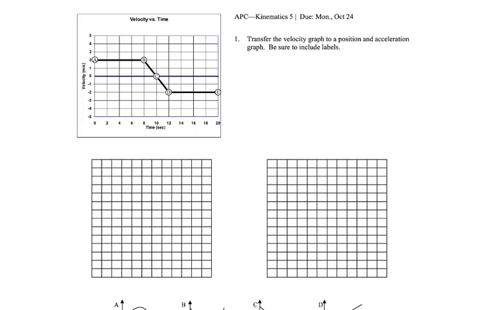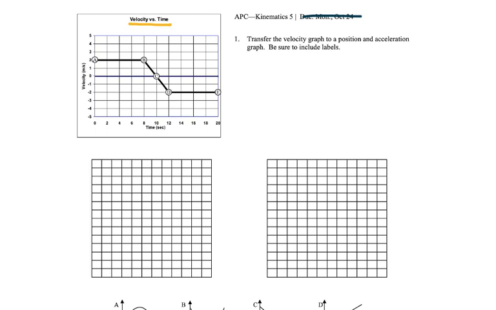All right, the next one we're going to do is we're going to go from a velocity versus time graph now to a position versus time graph and an acceleration time graph. Again, you can ignore these due dates because this is not due October 24th. This is due pretty soon.